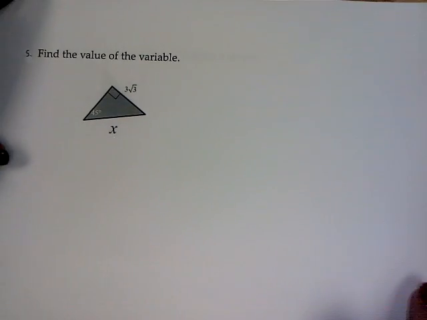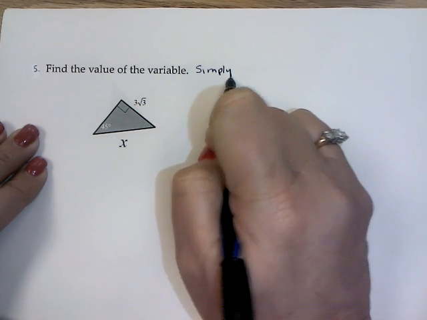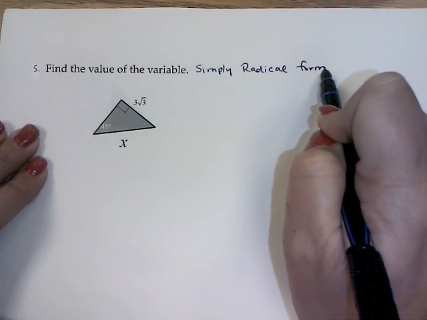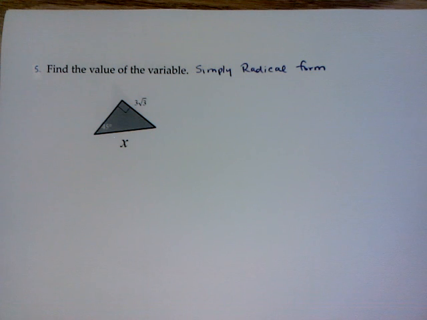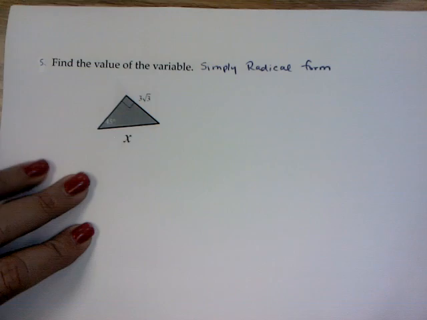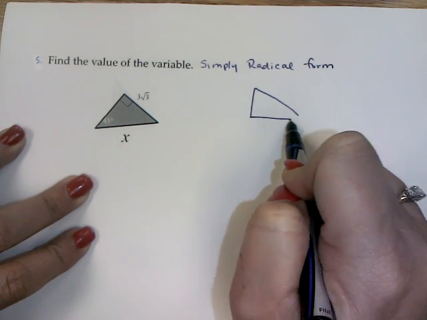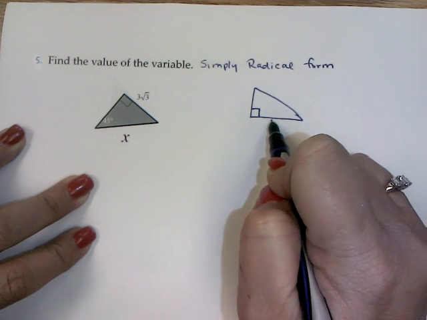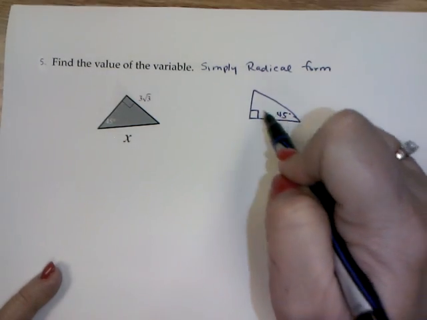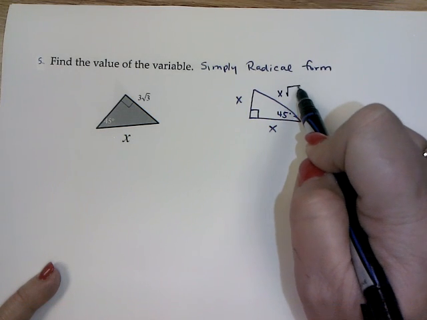All right, number 5, we want to find the value of the variable. Our answer needs to be in simple radical, or simplest radical, form. All right, I have a special 45, 45, 90 triangle. So what do I know about my 45, 45, 90 triangle? First of all, in just the generic sense, I know that the relationship they tell me is that each side is x and that my hypotenuse is x square roots of 2.